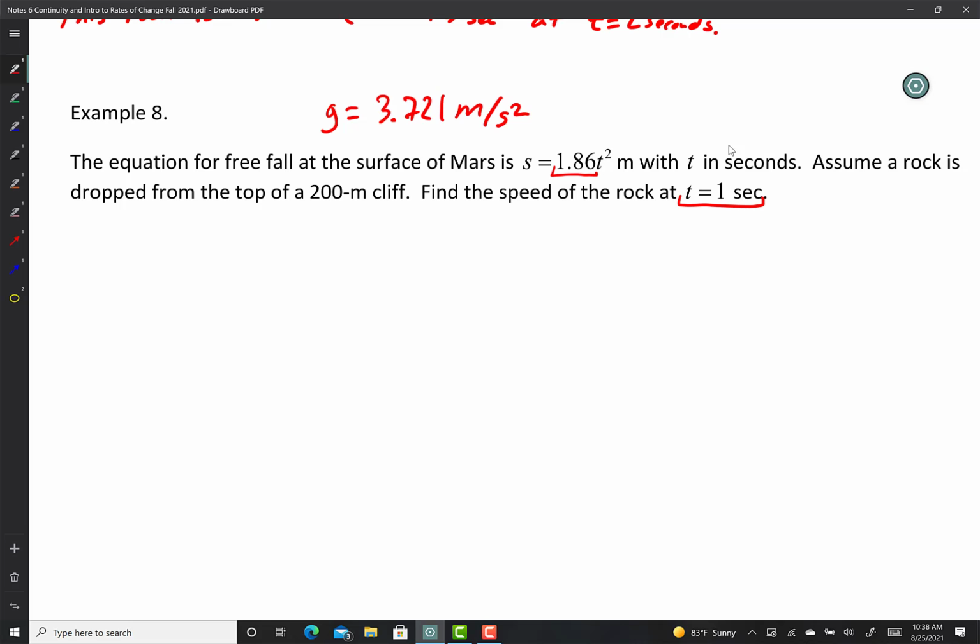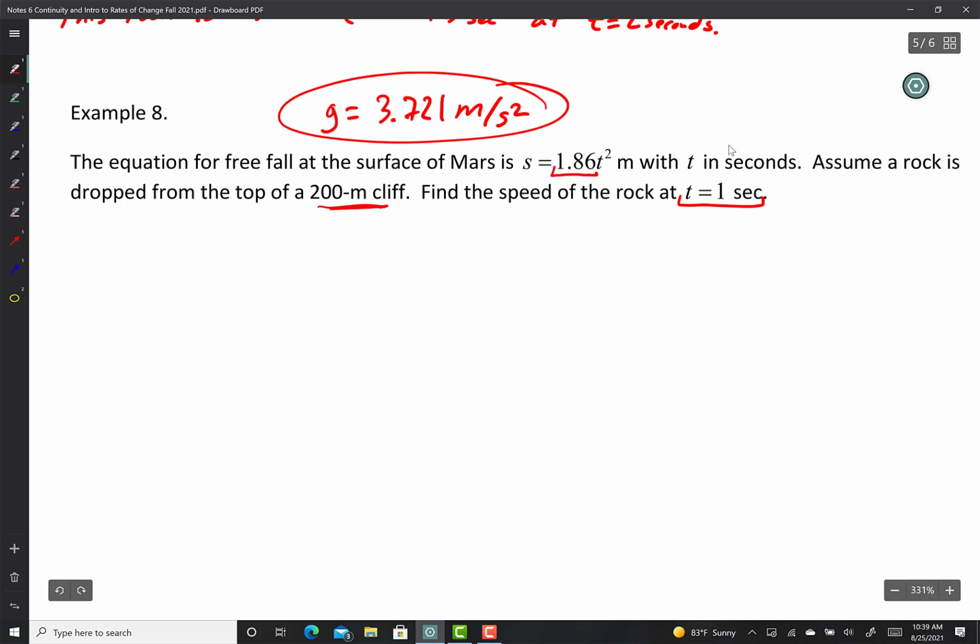Yeah. All right, so look at the question. The equation of free fall at the surface of Mars is this equation, meters with t in seconds. Oh, perfect. Assume a rock is dropped from the top of a 200-meter cliff. Find the speed of the rock at t equals 1 second. Okay, let's just talk about it. Without any calculus, if the rock is dropped, what's my initial velocity? 0. So at the end of 1 second, what must my speed be? Yeah, 3.721 meters per second, just without the square.